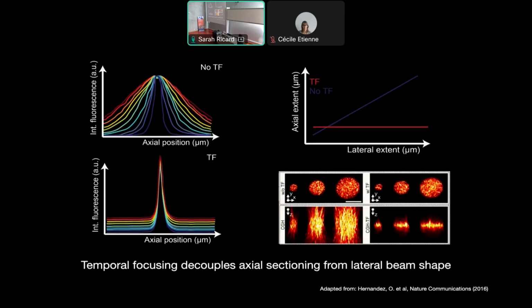And so here are some graphs showing this decoupling between lateral beam shape and axial beam shape. These are the axial profiles of different sizes of spots. Basically, what's happening is as we increase the size of our spot, the axial resolution gets worse and worse. Whereas when we use temporal focusing, the axial resolution is independent. So it doesn't matter what shape we have, the axial resolution is the same. We can still target these single neurons.